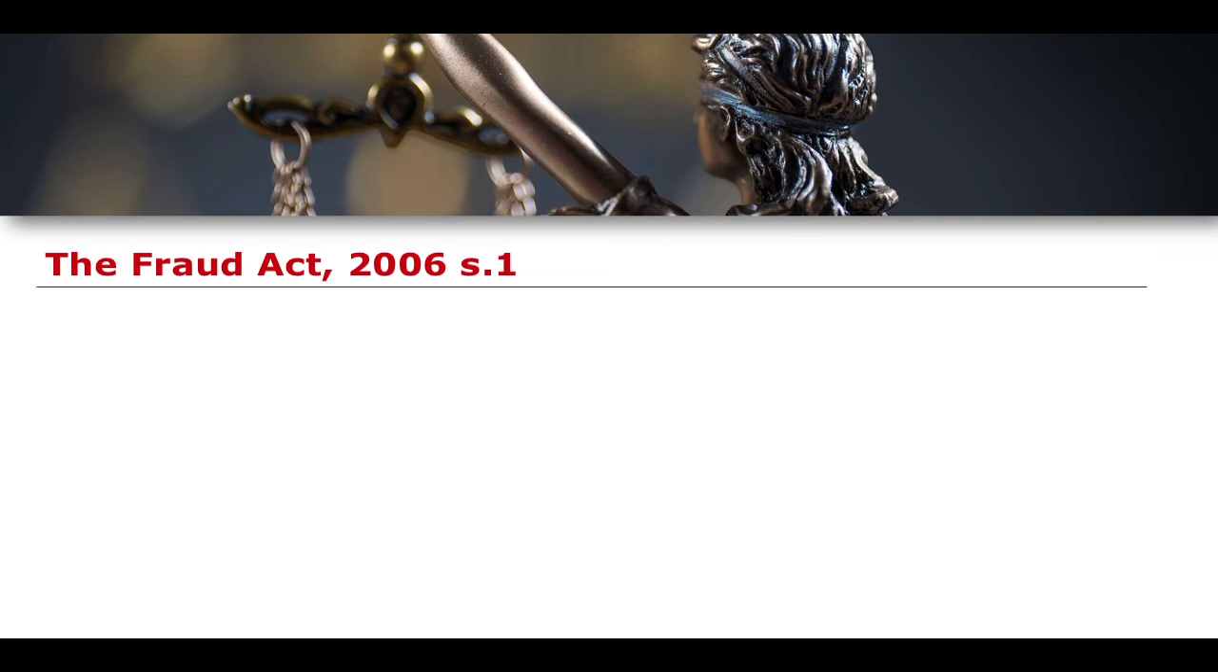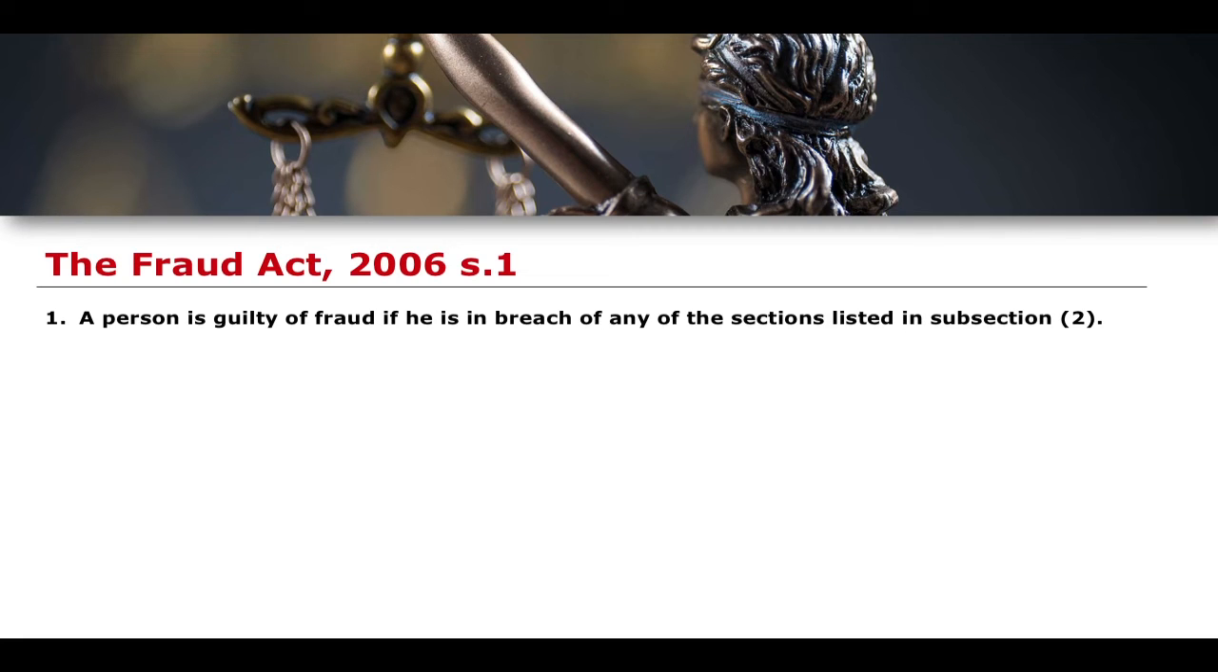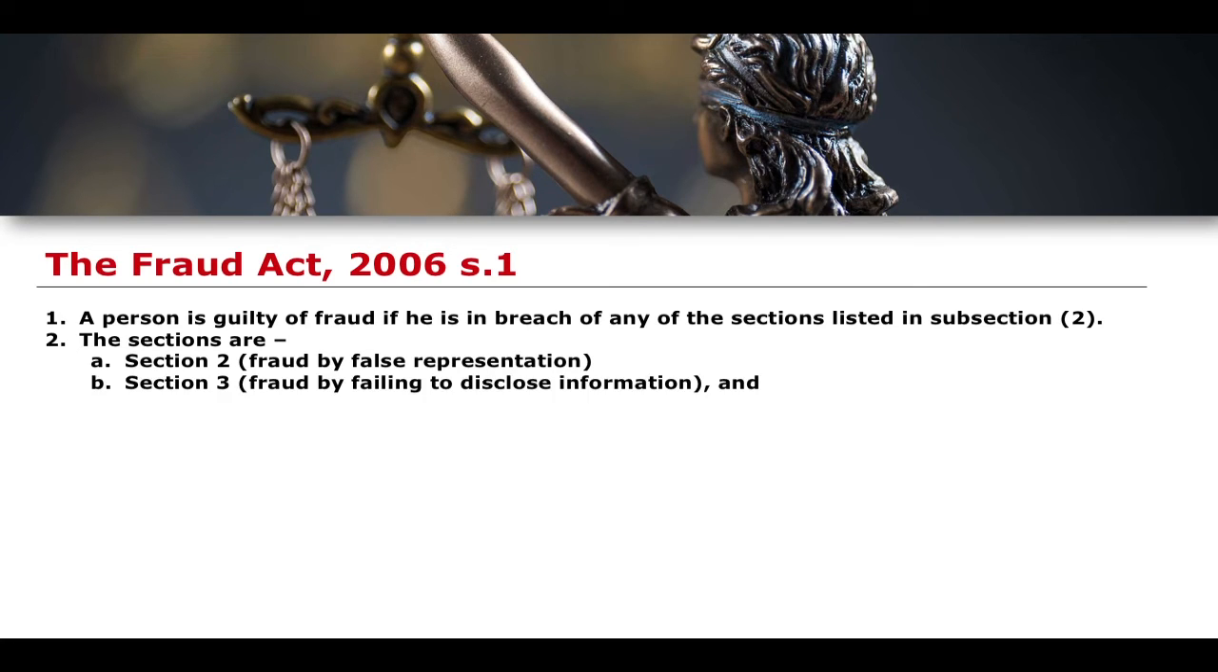So Section 1 says that a person is guilty of fraud if he is in breach of any of the sections listed in subsection 2. If we then move to look at subsection 2, it says that the sections are section 2, which is fraud by false representation, section 3, which is fraud by failing to disclose information, and Section 4, which is fraud by abuse of position.